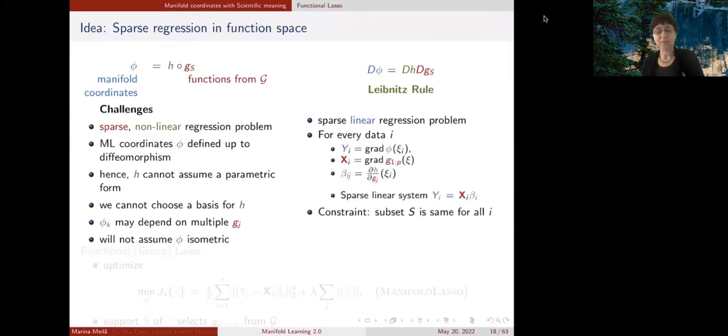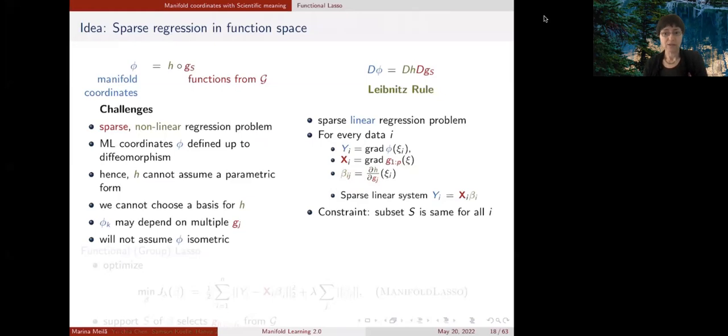However, this linear regression has some particularities. This relationship gives us, for every data point i, a linear system where y_i are the gradients, or the differentials, of phi_i, x are the gradients of the functions on which we want to regress, and the differential of h is given by these coefficients beta_ij. However, the coefficients change at every point. They depend on the data point because we are in a non-parametric, nonlinear world. So we have a different linear system of equations for every data point.